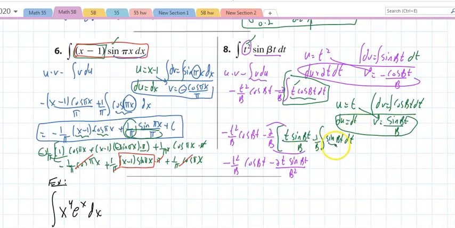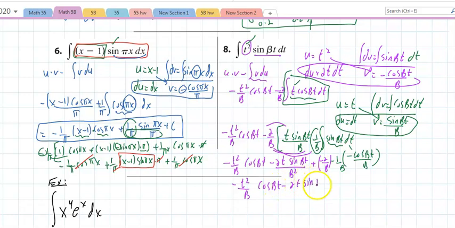This piece right here is going to give me sine. That's going to give me negative cosine of beta t over beta. Don't forget, you're multiplying that by negative 1 over beta. And when you distribute this, a negative 2 over beta, and that would be a negative t squared over beta, the cosine of beta t, minus 2t, the sine of beta t, divided by beta squared. 3 negatives will yield a negative, 2 over beta cubed, the cosine of beta t, plus c, of course.